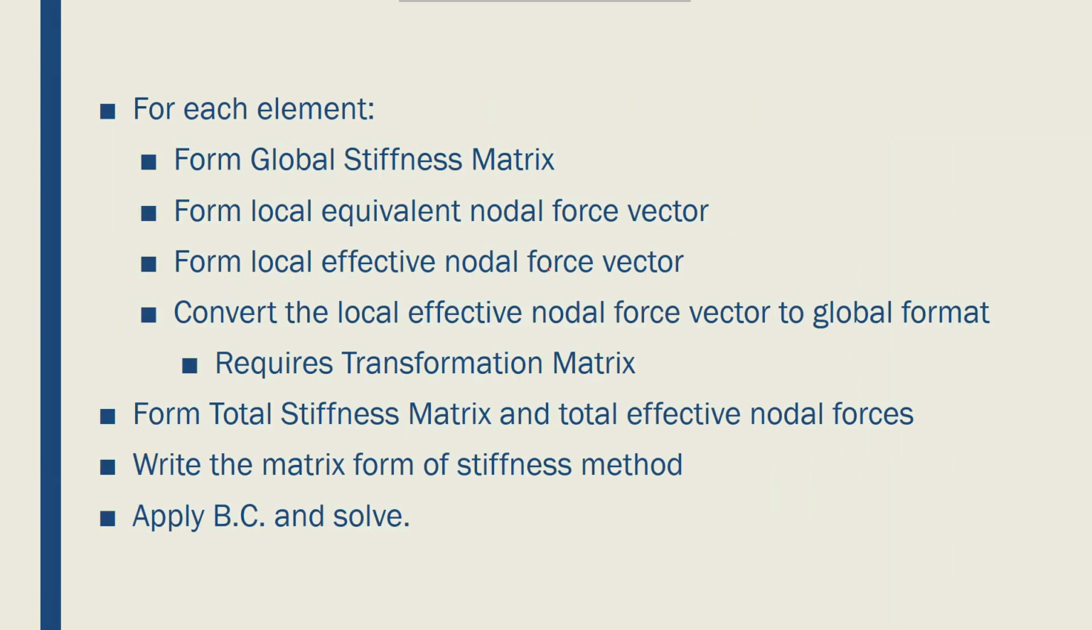So these are the steps that we need to do. First, for each element, we have to create the global stiffness matrix and local equivalent nodal forces due to the distributed load, and then using that form the local effective nodal forces. Convert the local effective nodal forces into global effective nodal forces so that we could use it together with the global stiffness matrix. For this one, we're going to need to use the transformation matrix, and then form the total stiffness matrix and the total effective nodal forces for the entire structure to relate the forces and displacements, and then write them in the matrix format, apply the boundary conditions, and solve for the problem.